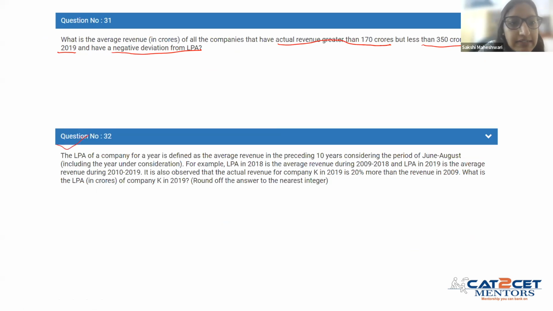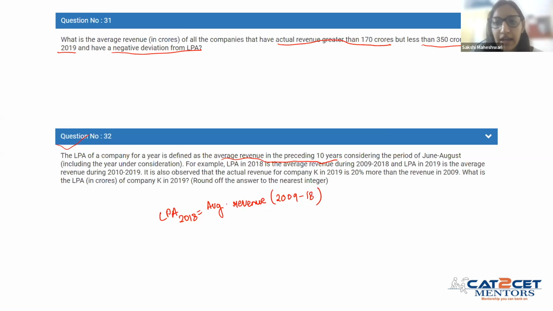Now, the next part is LPA of a company for a year is defined as the average revenue in the preceding 10 years. So, for example, LPA in 2018 is given as the average revenue from 2009 to 18. And similarly for 2019, this will become 2010 to 19.